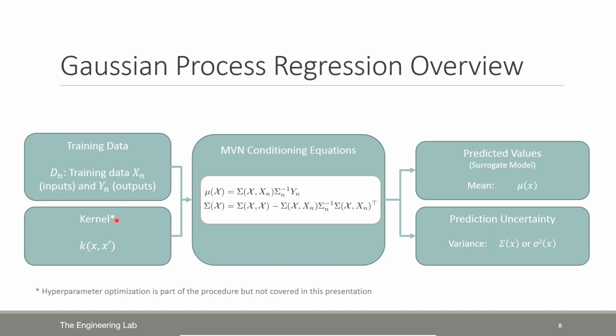Once we have the training data and the kernel function, we'll go ahead and use these so-called multivariate normal conditioning equations to produce what's called the mean function here on the far right and the variance function. The mean function is basically our surrogate model. This is what's going to be used to produce our predicted values. The variance is used to gauge the prediction uncertainty. If the variance is really high, the prediction uncertainty is really high. The MVN conditioning equations go by many names. Sometimes you'll hear these equations referred to as the Kriging equations. These are both the same.